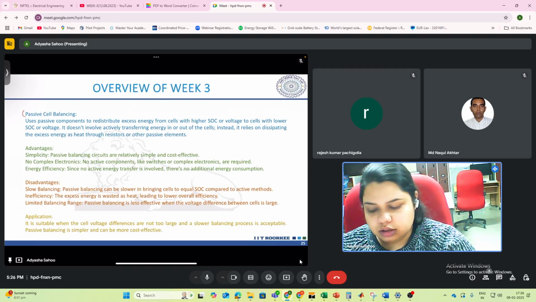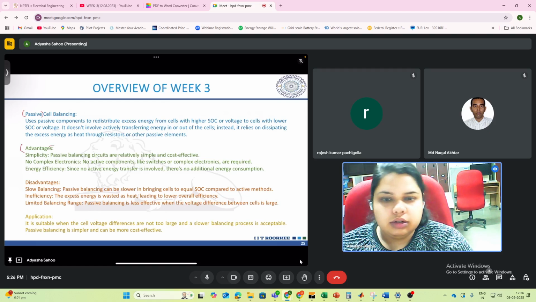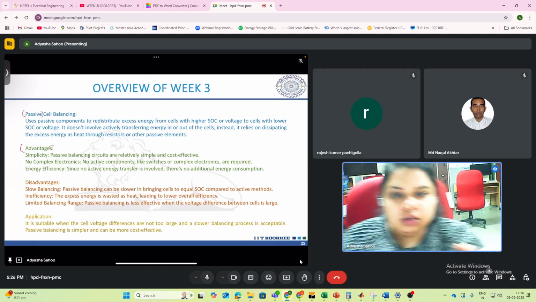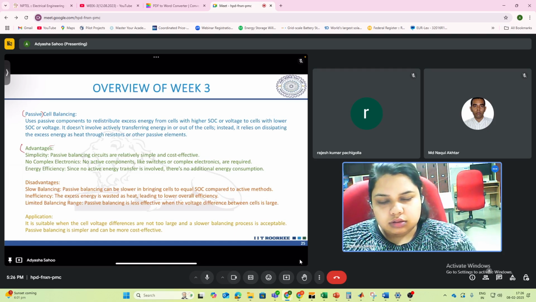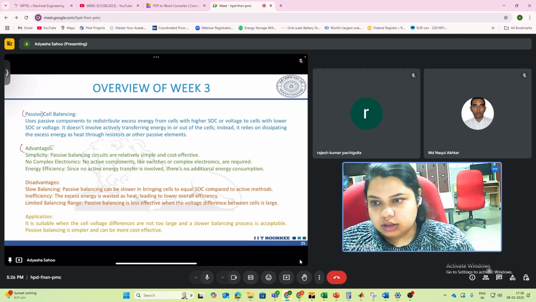So here its advantage is that it is basically simple. You don't need highly efficient devices for it. Only a resistor is enough for it. You don't need additional components such as switches or other devices.